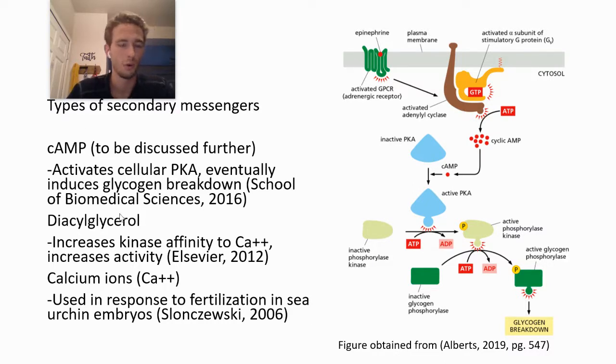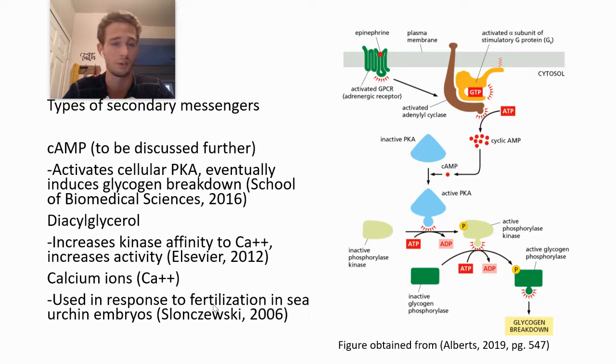Diacylglycerol is one that is broken down into 2 different subunits, and then it increases kinase affinity to calcium ions, which then activates those kinases. Specifically, in this one, I believe it had to do with not hormone secretion, but vasodilation. Furthermore, calcium ions are also used in sea urchins. So calcium ions themselves can be secondary messengers. And this happens in response to fertilization in sea urchin embryos. And it's the slow block to polyspermy.